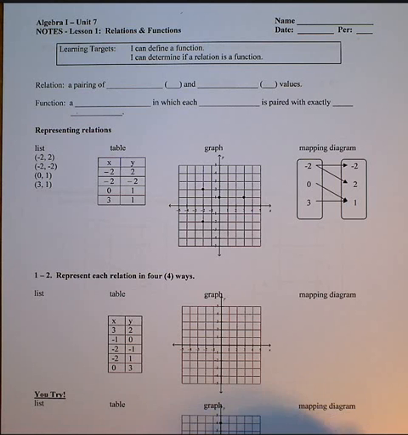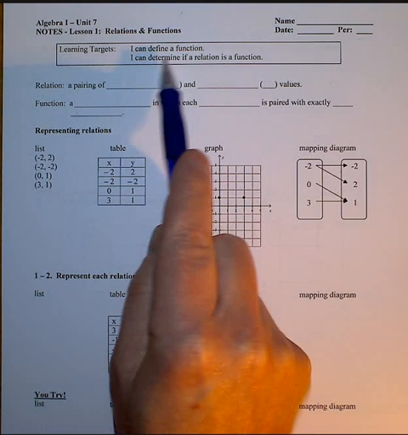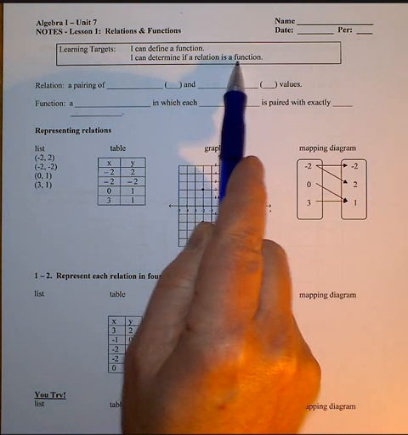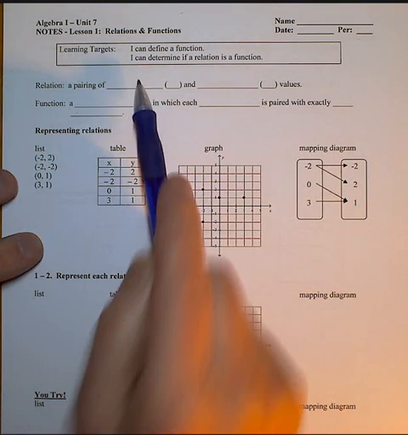Okay, so here's our first video of the year for Unit 7, Lesson 1, Relations and Functions. So our learning targets: I can define a function and I can determine if a relation is a function. So a couple definitions so we can figure those out.